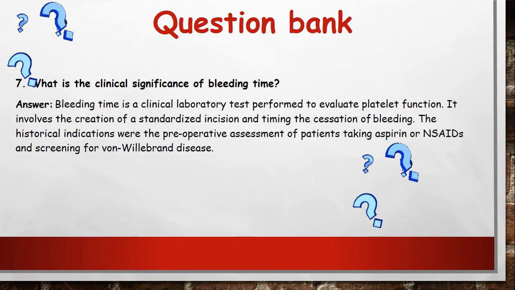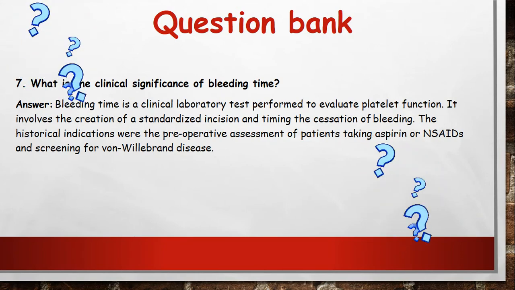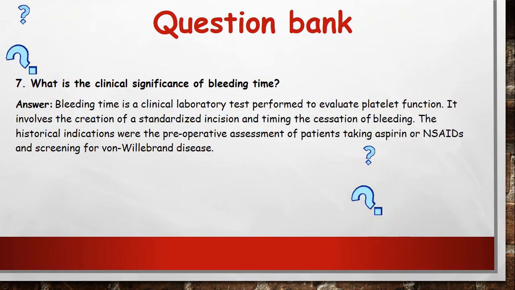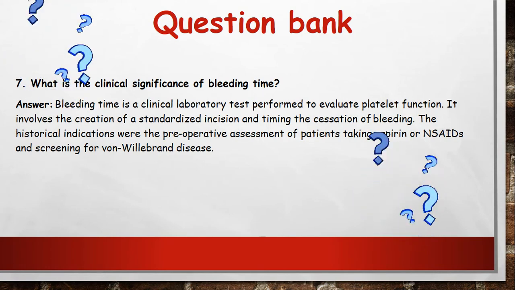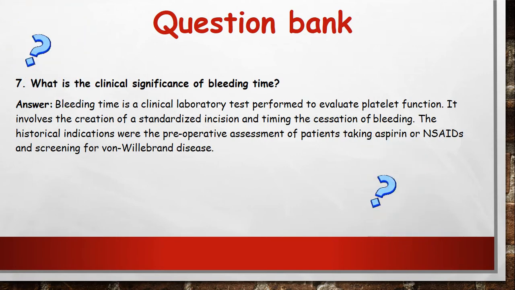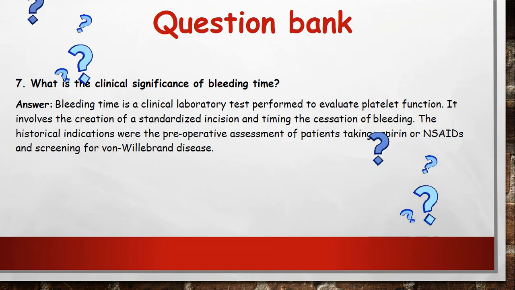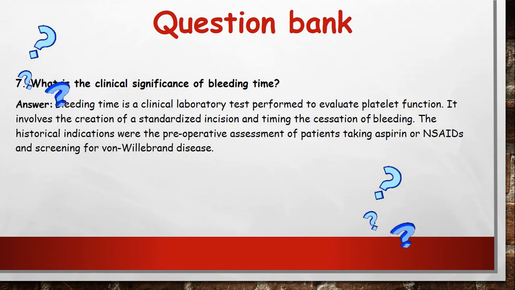Next question, what is the clinical significance of bleeding time? Answer is, bleeding time is a clinical laboratory test performed to evaluate platelet function. It involves the creation of a standardized incision and timing the cessation of the bleeding. The historical indications were the preoperative assessment of patients taking aspirin or NSAIDs and screening for von Willebrand disease.